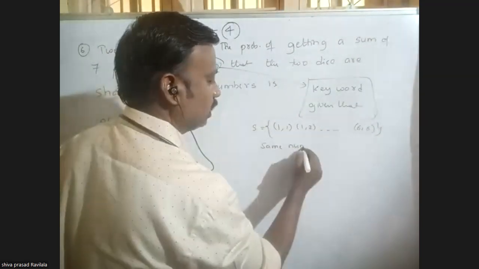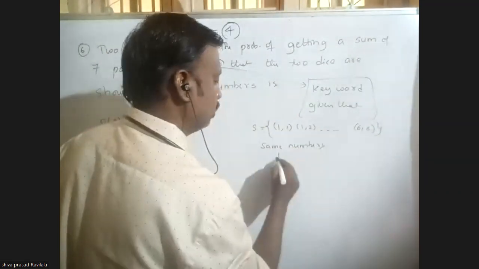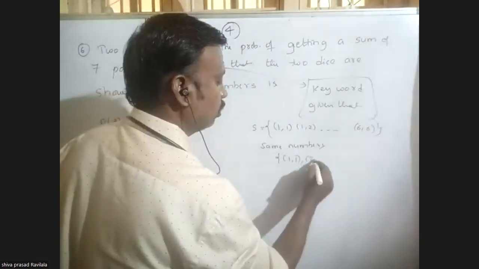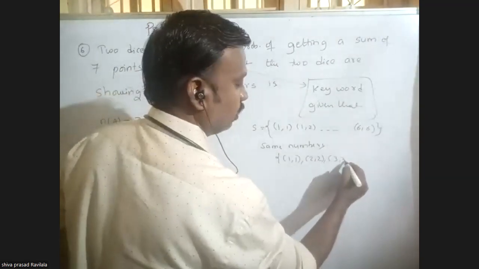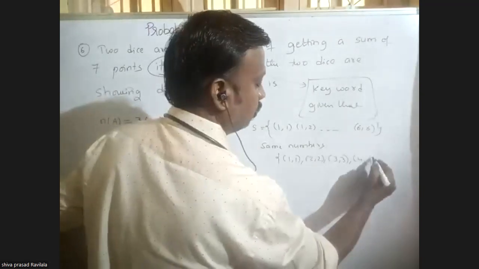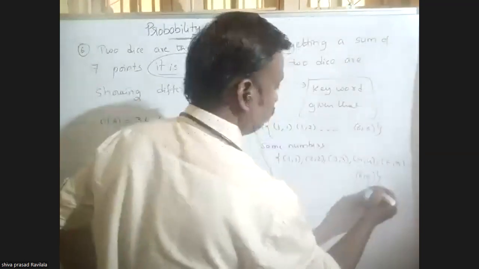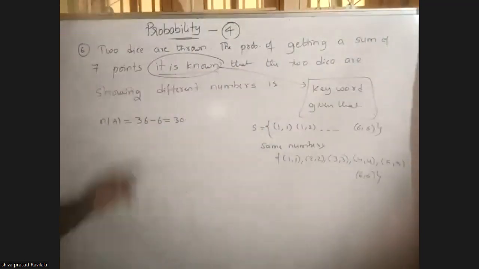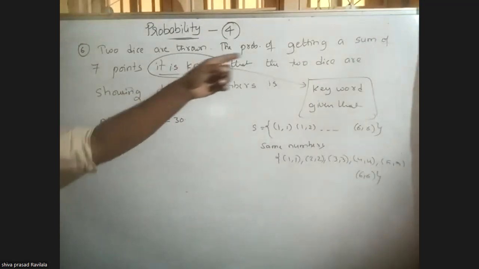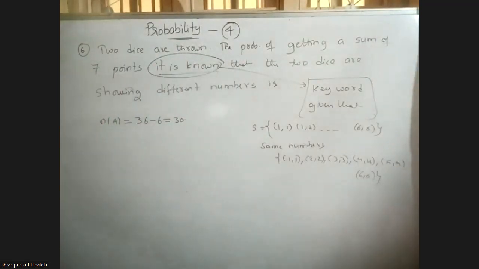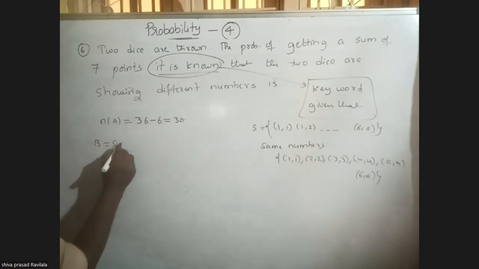Same number occurs on the face of the die: 1,1, 2,2, 3,3, 4,4, 5,5, and 6,6. How many total? 6 cases. Different numbers means 36 minus 6, that is equal to 30. In this, the probability of getting sum of 7 points, sum 7 cases. Very simple. That B is equal to sum 7. I mean actually B intersection A.